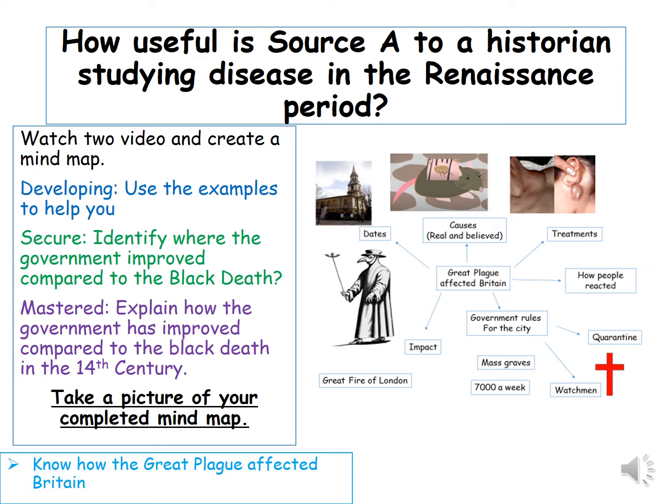Secure students, can you also identify where the government actually improved their public health compared to the medieval government during the time of the Black Death? Master students, could you also explain how the government has improved from the Black Death in the 14th century? Can you please take a picture of your completed mind map and upload that onto Class Charts?